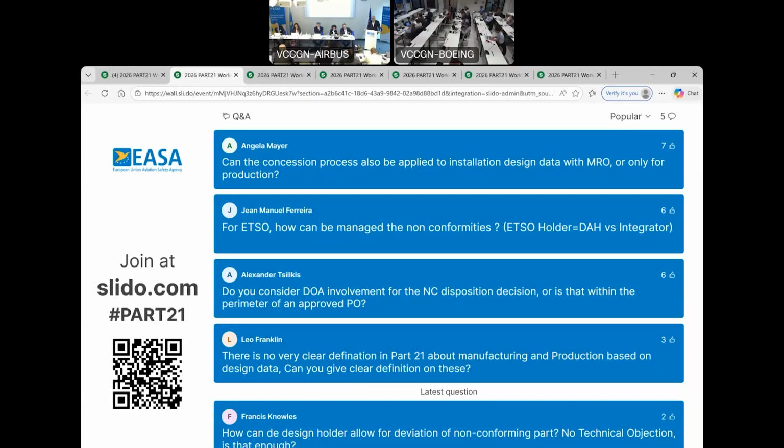It cannot always be possible. That's why, when it goes beyond certain established conditions, there must be a concession requested from the design approval holder. So both can be true.